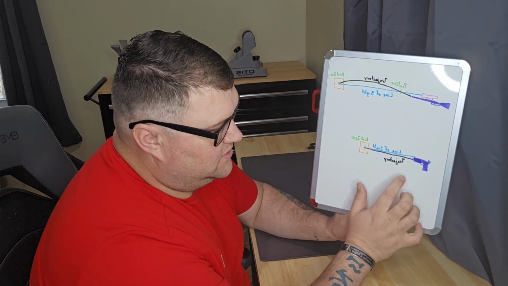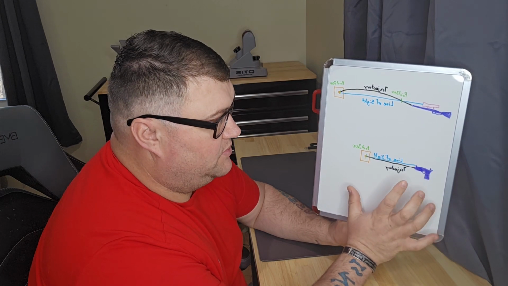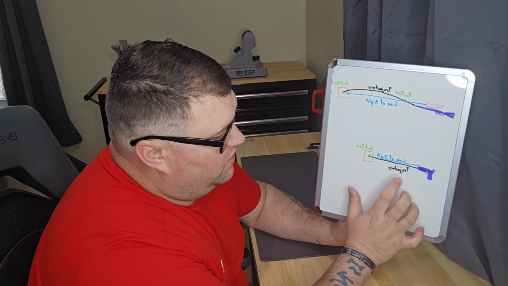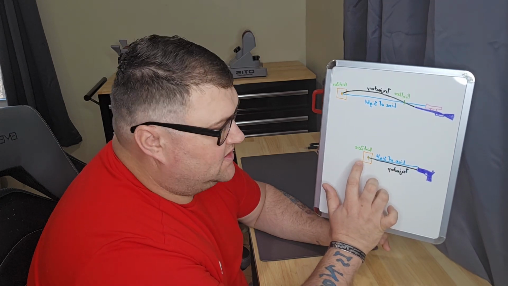The other drawing I have here is a pistol. Since it has a shorter distance the projectile travels, there's only one point zero for the line of sight and trajectory, and it's at the target itself.